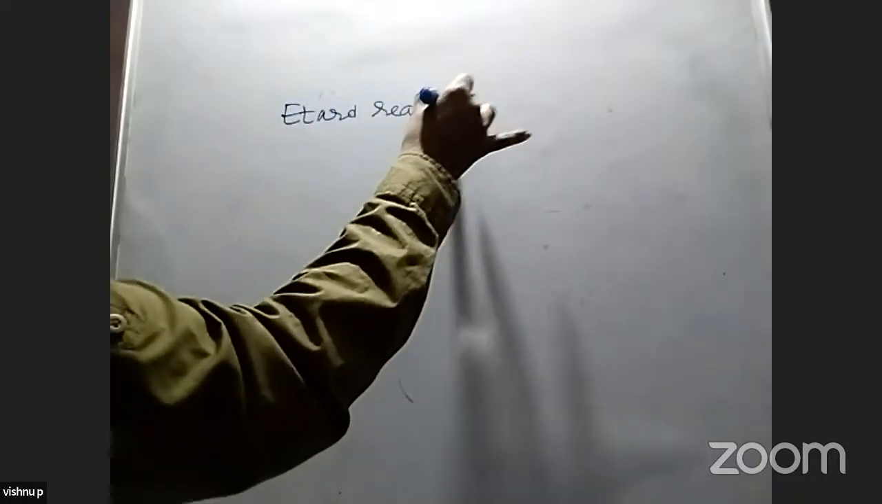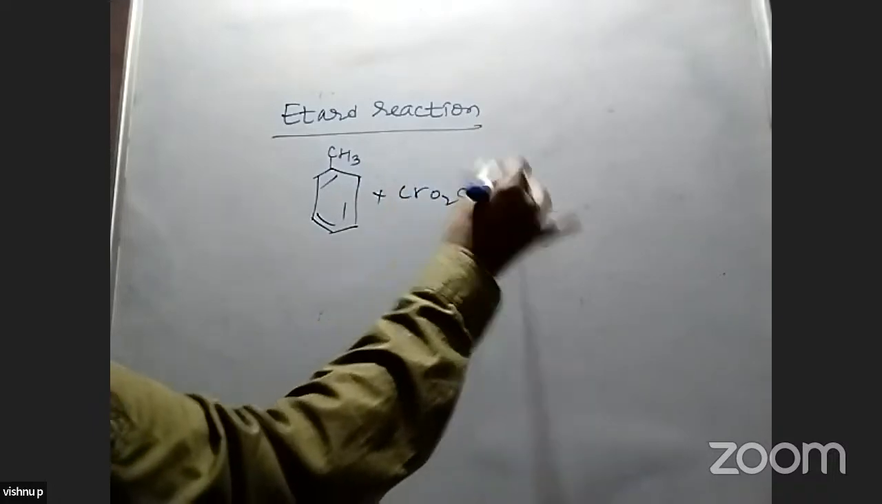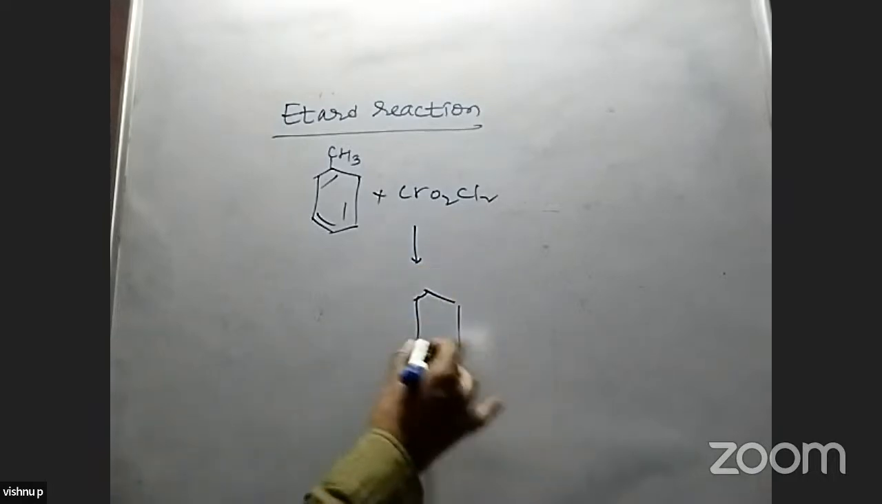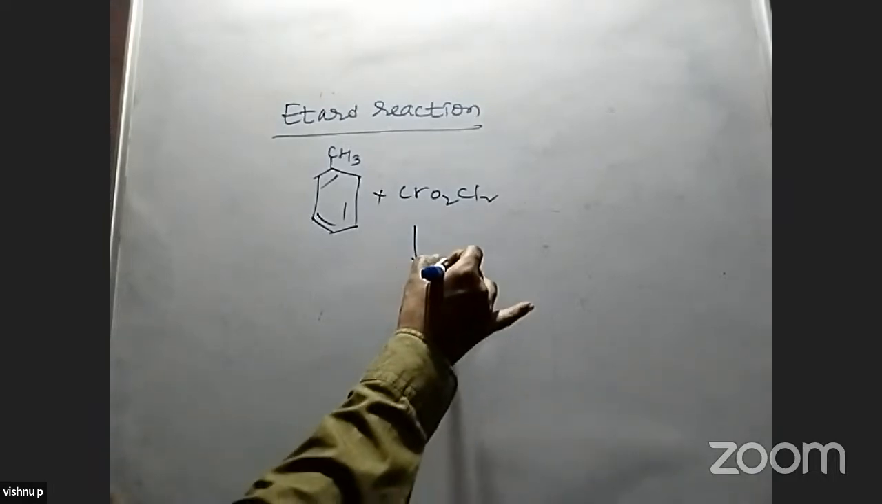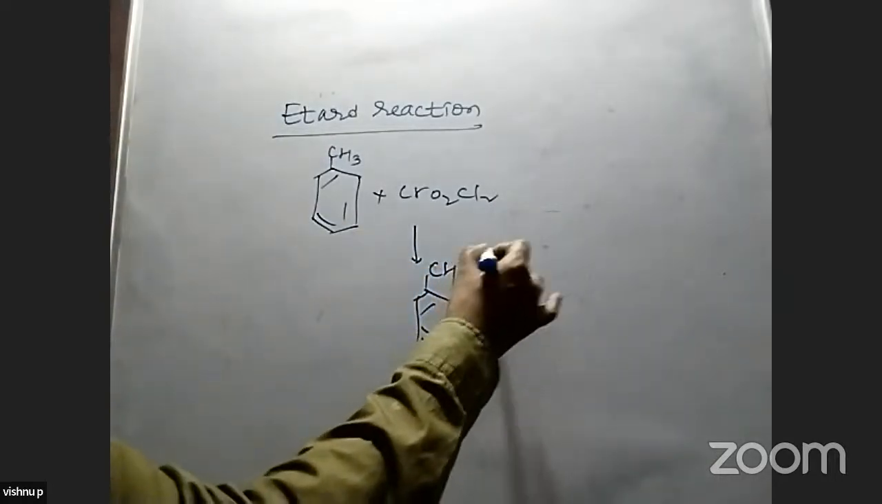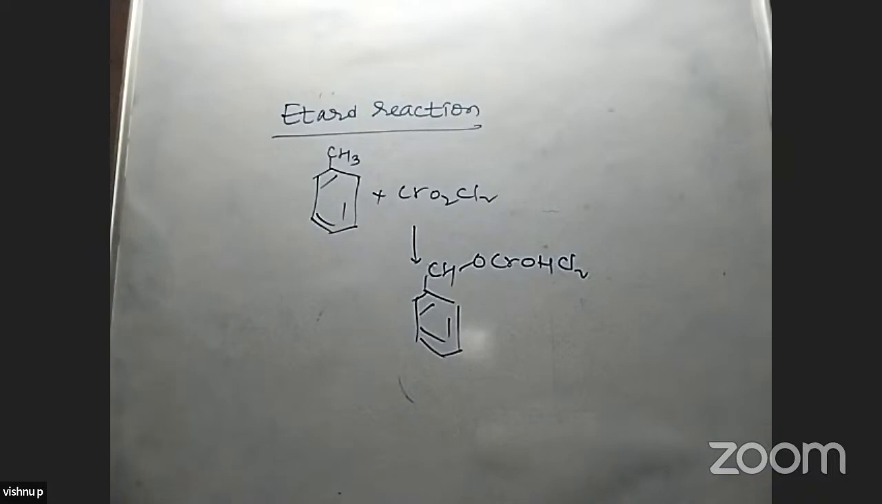Next is the Etard reaction. Next reaction is one more name reaction. This is called the Etard reaction. In this reaction, toluene, with three alpha hydrogens, reacts with chromyl chloride, CrO2Cl2. What type of compound is formed here? This compound is formed in this reaction, one unstable compound, that is CH. Two hydrogens are substituted there, OCrOHCl2. These groups are added.